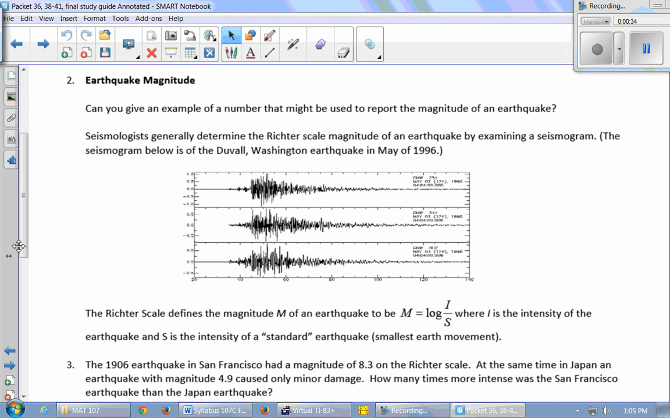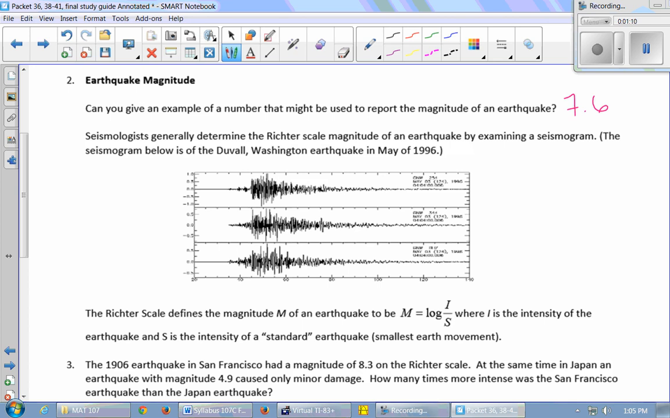Right, so the first one we're going to look at is earthquake magnitude. Can you give an example of a number that might be used to report the magnitude of an earthquake? 7.6, something like that, right? They kind of feel like they're between 0 and 10, but that's not necessarily true. That's just where they tend to fall. 10 isn't the top of the scale. Seismologists generally determine the Richter scale magnitude of an earthquake by examining a seismogram.